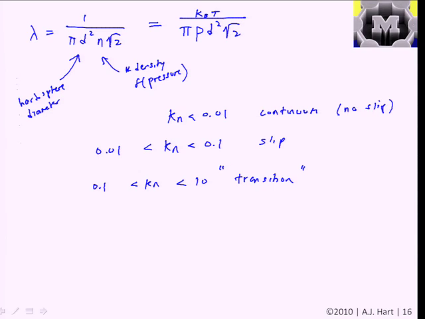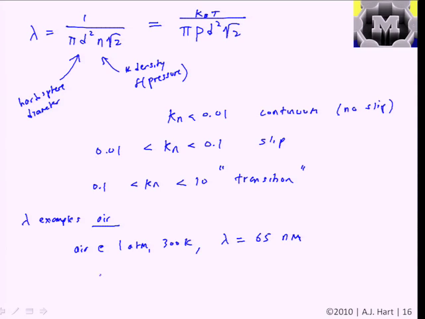So if we were to calculate lambda, say for air, and we asked what's the mean free path of air at 1 atmosphere and 300 K, so pretty much air inside this room, then we would get that lambda is about 65 nanometers. So to get a Knudsen number of less than 0.01, we are definitely in the microscale regime.